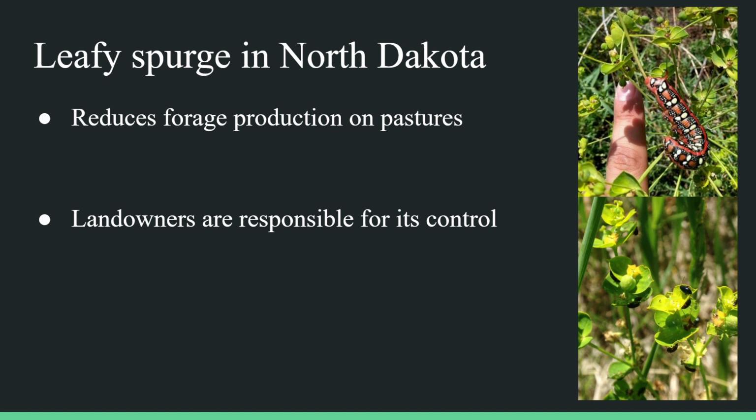The images on the right show the spurge hawk moth caterpillar on the top, and below is the leafy spurge beetles. These species utilize the entire leafy spurge plant, including the root system, in order to reduce their population.